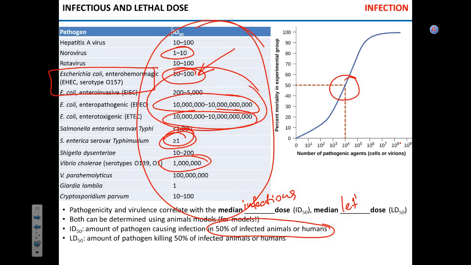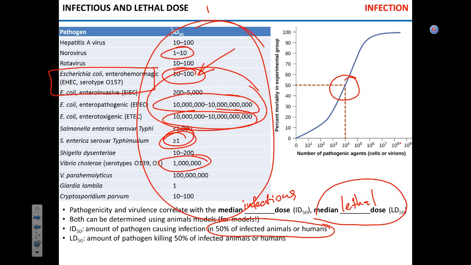Now, median lethal dose is the number of microorganisms that you need to put into animals or humans to kill 50% of the animals or humans. Does that make sense? That is the accepted way to compare them. For instance, if you have two different strains of bacteria, you can say the median lethal dose for this bacteria is 10 cells.